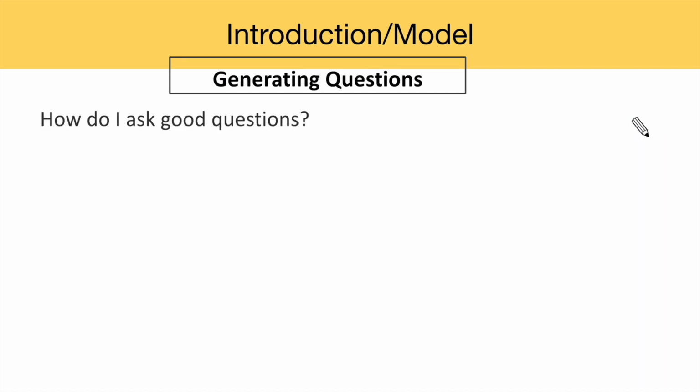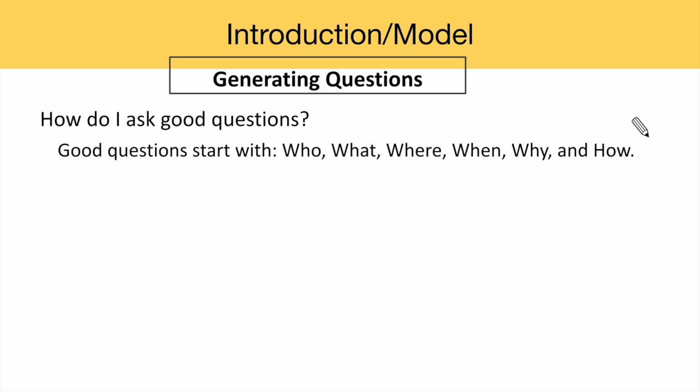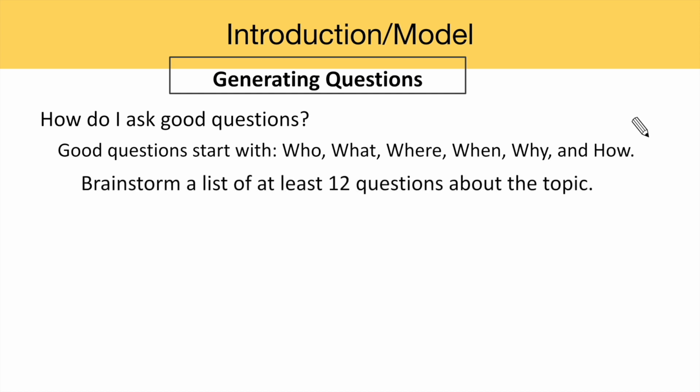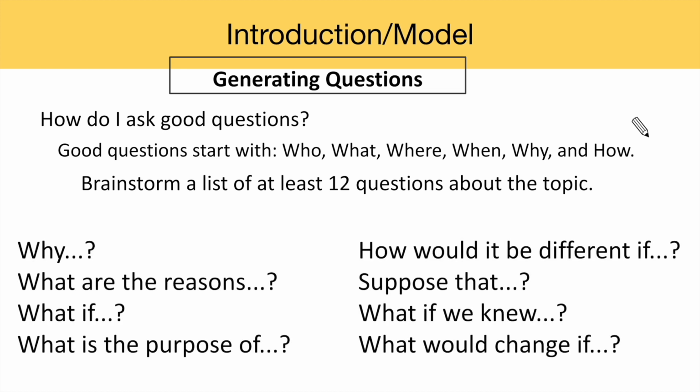Generating questions. How do I ask good questions? Good questions start with who, what, where, when, why, and how. Brainstorm a list of at least 12 questions about the topic. Here are some question starts to help you generate great thought provoking questions.